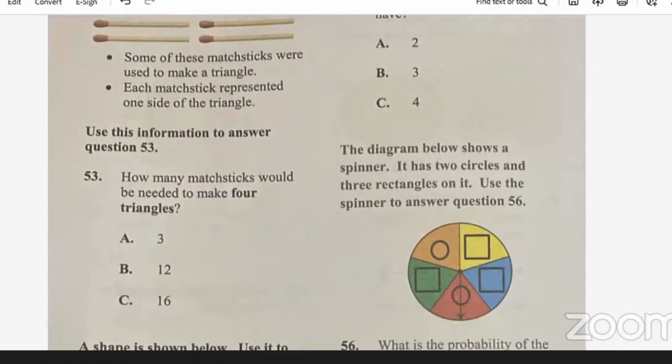How many matchsticks would be needed to make 4 triangles? A triangle has 3 sides, so you need 3 matchsticks to make a triangle. If you are making 4 triangles, you would need 3 times 4, right? 3 for each of the 4. So 3 times 4 gives us a total of 12. You need 12 matchsticks to make 4 triangles because you need 3 for each triangle.